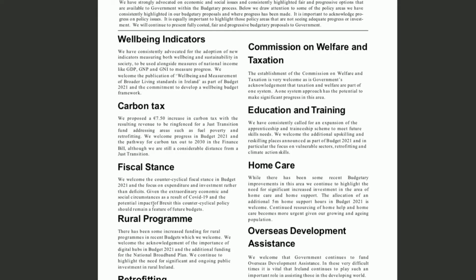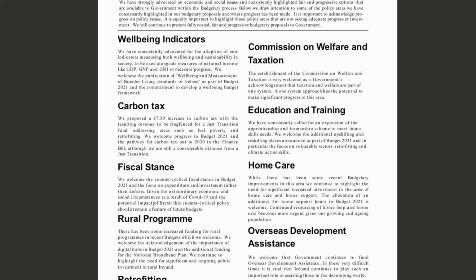A third area that we would draw attention to, and it's a major area, and we'll come back to it in a moment, is the whole area of fiscal stance. Because I think, credit where credit is due, what the government have done in terms of a fiscal stance is the right way of approaching the current crisis. Moving on, we'll come back to that fiscal stance issue.